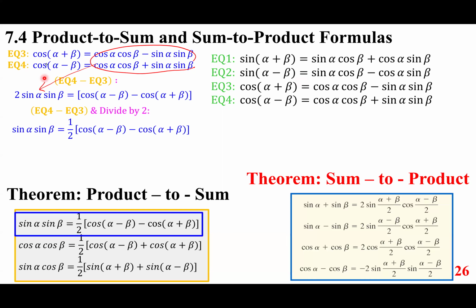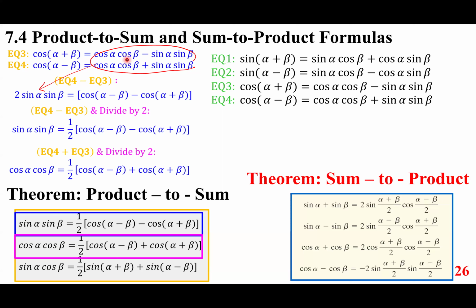If we add these two, then these two cancel each other. We get two of that. If we add these two and divide by two, we get one of those. So instead of subtracting, if we add them up, these two cancel out. We get two of those, this plus that. And because I'm dividing by two, I get cosine alpha cosine beta. And that is this formula.